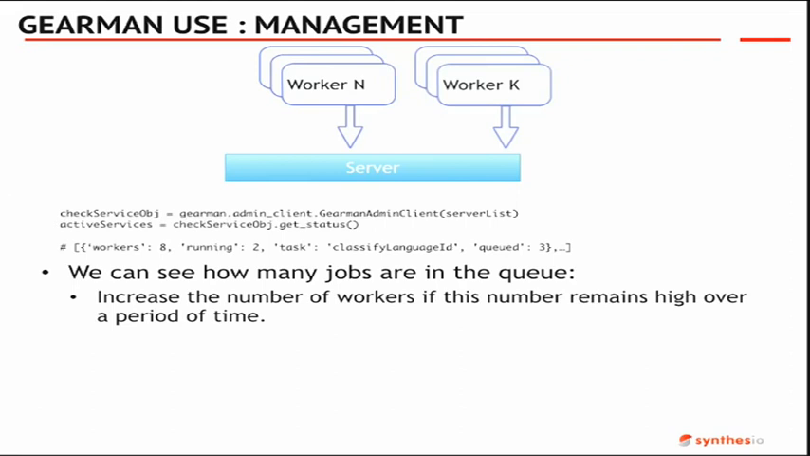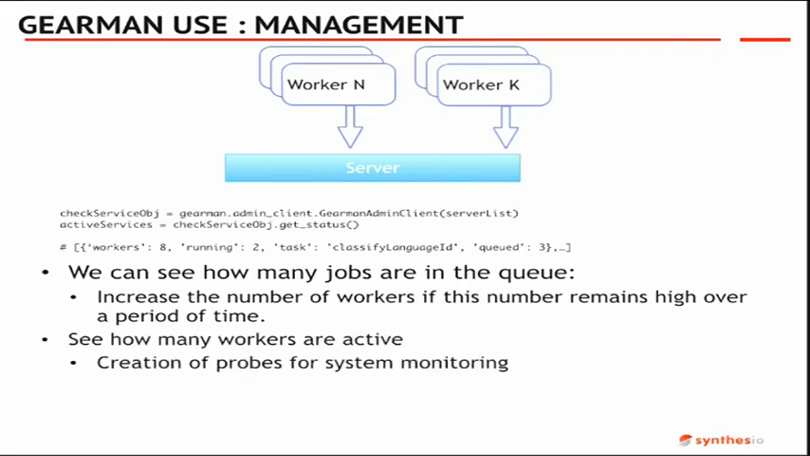This is also good because you can see how many workers are active, for example to see if something crashed. If you expect to have 10 workers and suddenly your status tells you that you only have 5 workers, something went wrong. Either one of the servers went down, they missed the connection, or there was a bug in your code. So you can also monitor this way.